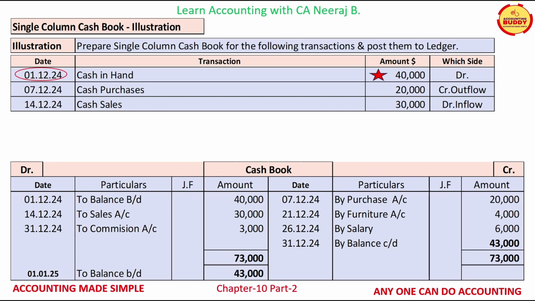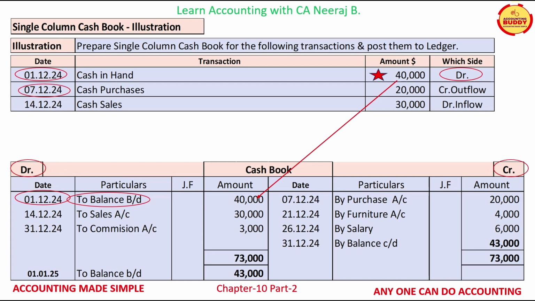All the cash receipts or inflows are recorded on the left hand debit side of the cash book, and all the cash payments or cash outflows are recorded on the right hand credit side of the cash book. The opening balance of $40,000 is shown on the left hand debit side of the cash book as on 1st of December 24 by writing the words "to balance brought down."